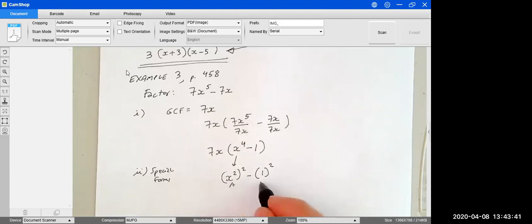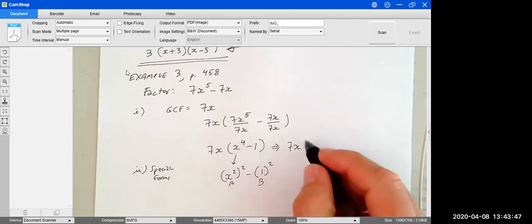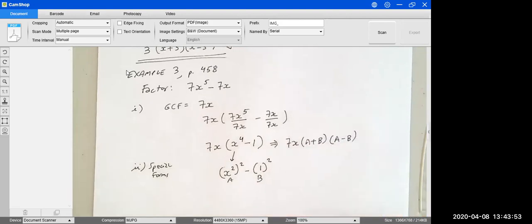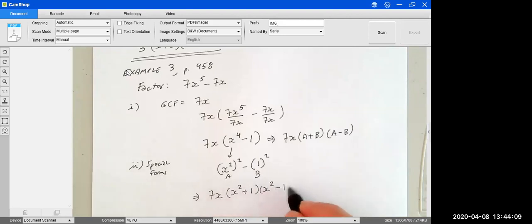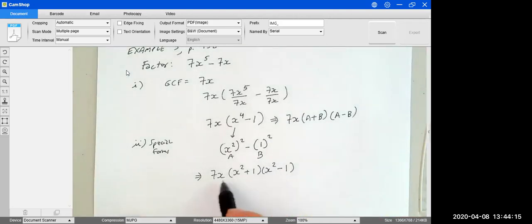So this is my a, this is my b. So we're going to write this as 7x, which is the greatest common factor from the first step, times a plus b times a minus b. That's the formula that we are using, the difference of two perfect squares. So that means that we're going to get 7x that multiplies a, which is x squared, plus b, which is 1, then a minus b. So then we check again every piece of this expression. So 7x is fine, x squared plus 1 is the sum of two perfect squares. There is no way for us to factor this, but again, we have here two perfect squares.